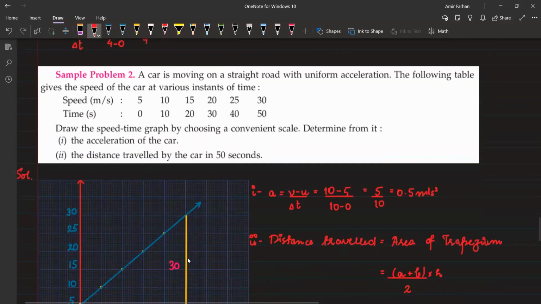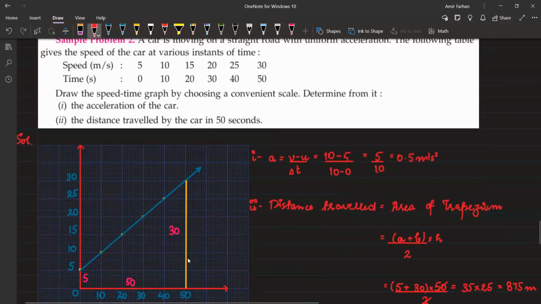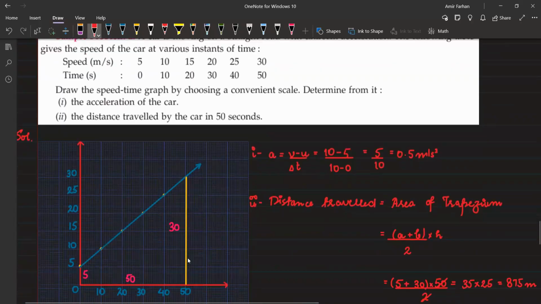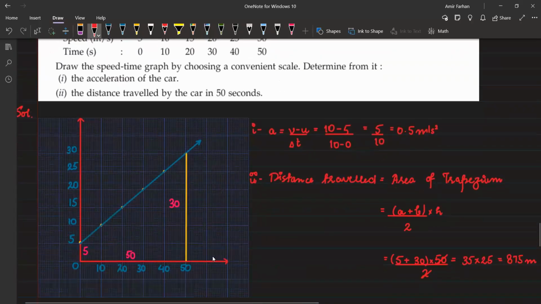Okay, so see this. Hafsa, please check your answer. Is this correct? Are you getting the same answer which I have, which is written in front of you? Acceleration would be 0.5 meter per second square, and the distance traveled by the body would be 875 meter, as it is a trapezium.